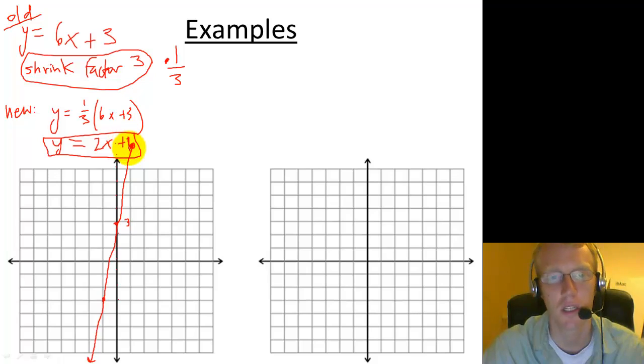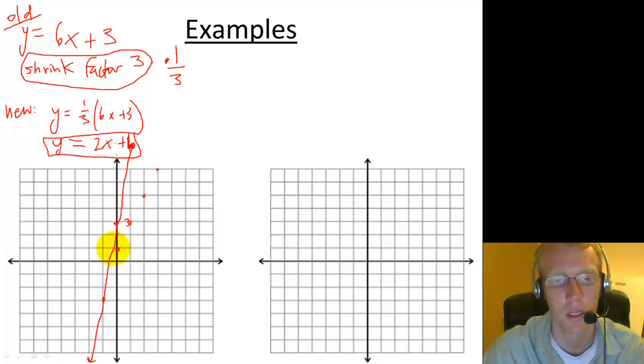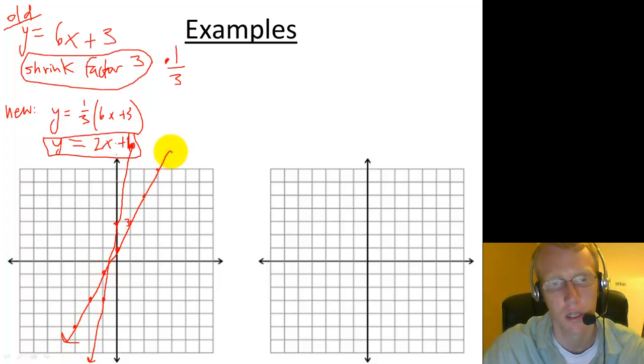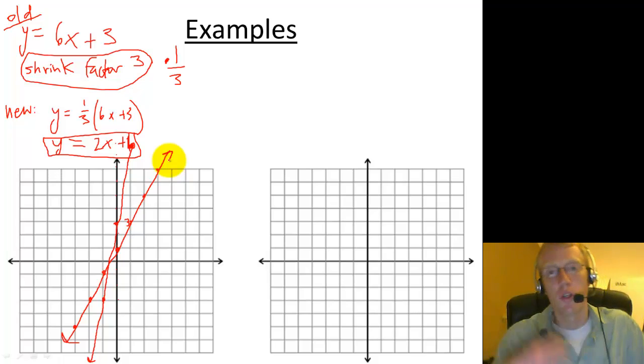Our new equation is 2x plus 1. So our new intercept is here, and our slope is 2. So up 2 over 1, up 2 over 1, up 2 over 1, down 2, backwards 1, down 2, backwards 1, down 2, backwards 1. So I can try to draw this line in, going through here.